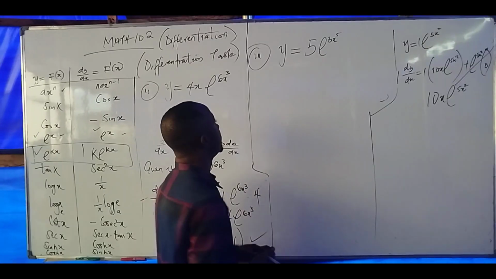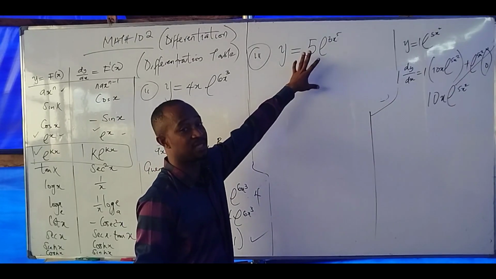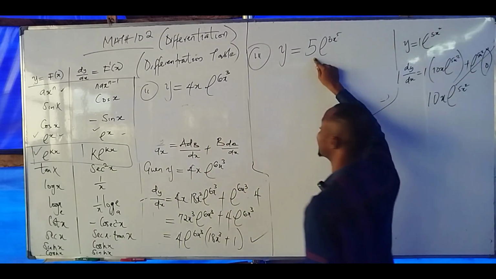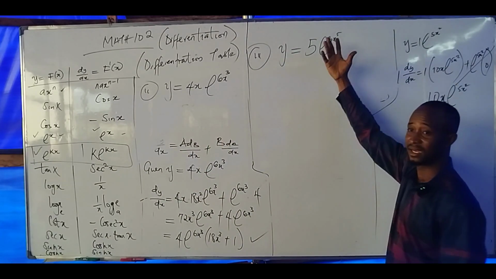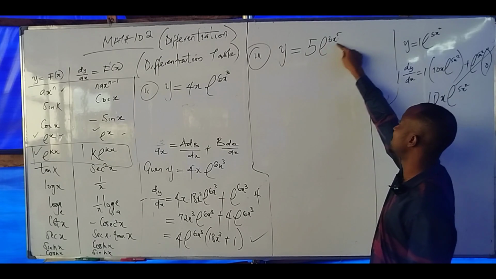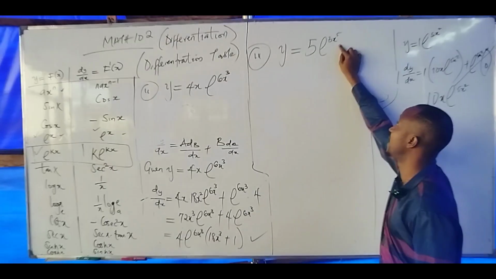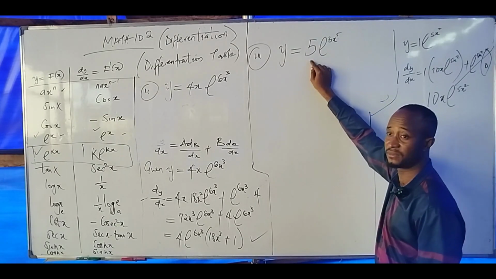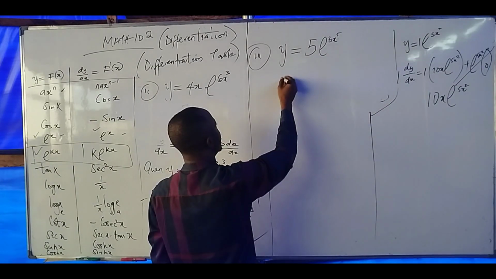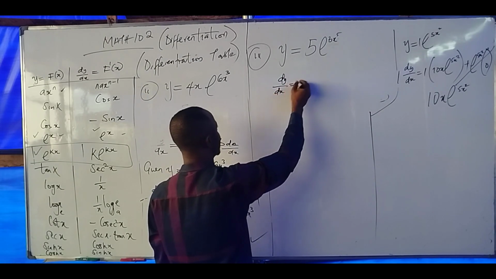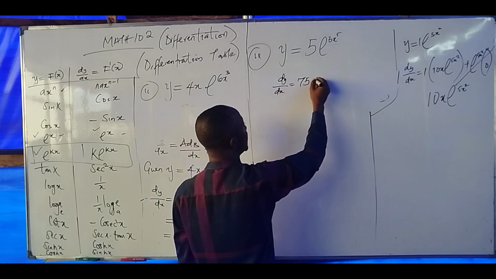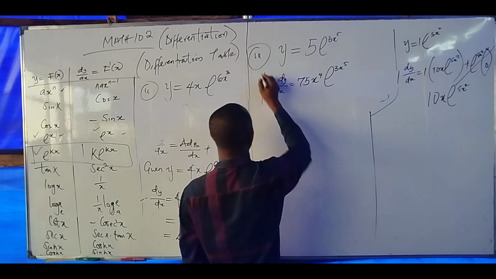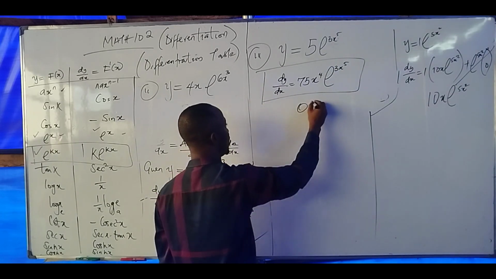Listen. Now here we are given y equals 5 exponential 3x raised to 5. What do you notice here? We have a constant value here, right? I can differentiate that directly. Differentiate 3x raised to 5, what do you have? 15x raised to 4. That value you have multiplied by 5. So my dy/dx is 75x raised to 4 exponential 3x power 5. Final answer to this.